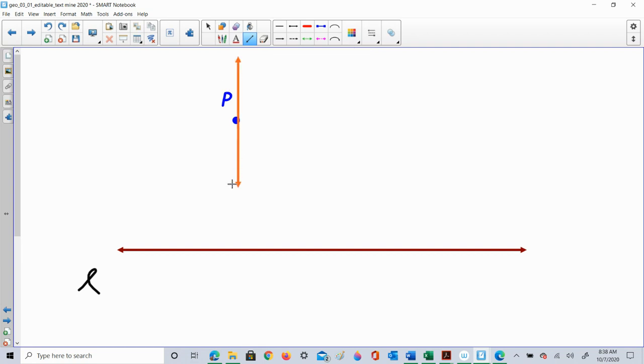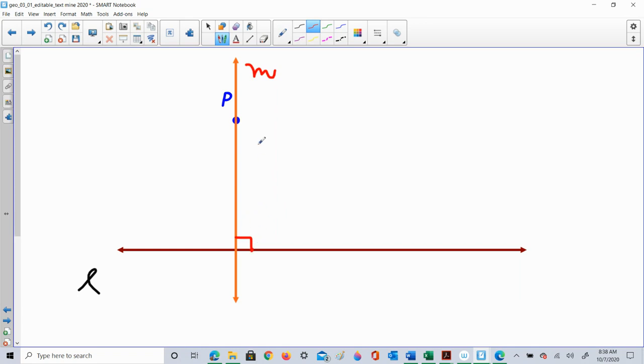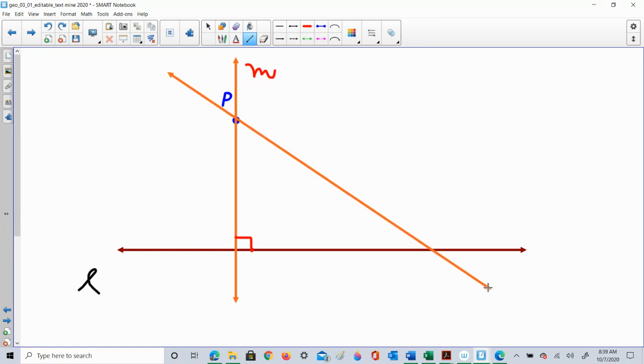There is only one way to draw a line through point P so that it is perpendicular to line L. So if I have line M here, there's only one way that this goes through, perpendicular. Right? So again, if I drew some other line through P, it may intersect, but we definitely do not have a right angle at this spot. So those are those two postulates.